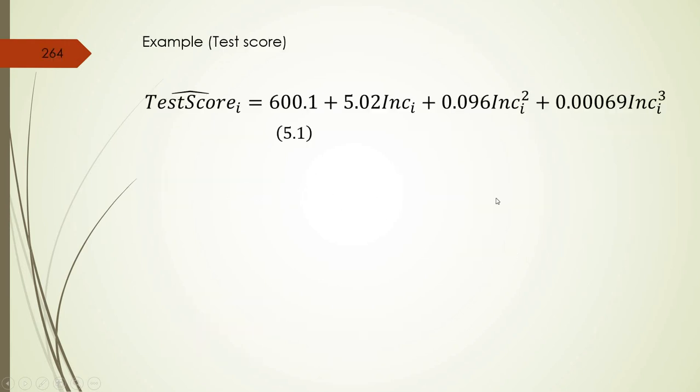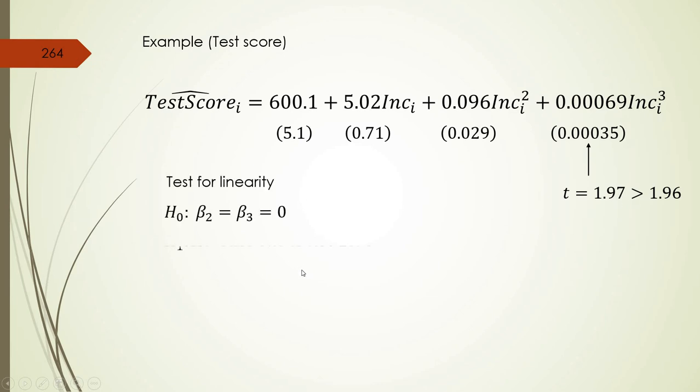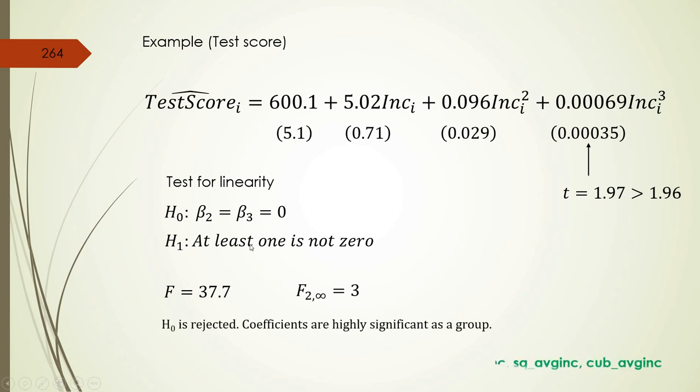So, example with the test scores. We have developed a model with income to the power of 3. So this is on the limit to be statistically significant. It is statistically significant, but really only at a small level, as you can see, because t is 1.97. We can test for nonlinearity by testing these two coefficients jointly. And in our case, the null is rejected, so the coefficients are highly significant as a group, which means that actually we need to keep the polynomial term. Let's go through our example.